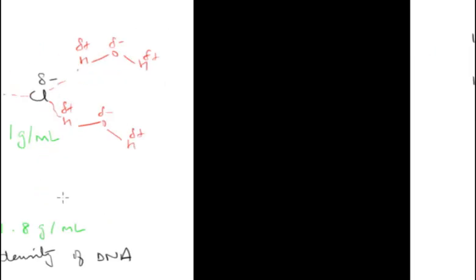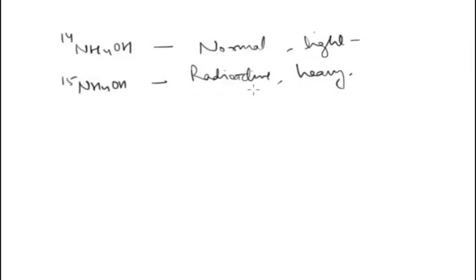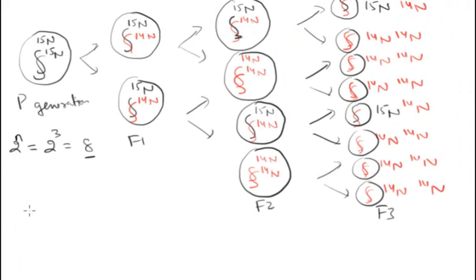Coming to the next part of the experiment, we know that to culture bacterial cells, we have to add some nitrogenous source, mainly in the form of peptone. But Meselson and Stahl used two different forms of ammonium hydroxide. The first one is the normal light NH4OH, which contains N14 nitrogen, whereas the second one has heavy N15 nitrogen. So what they did, they first grew E. coli for many generations in N15 containing media, so that all the nitrogen containing biomolecules get labeled with it. Then they changed the media to light N14.